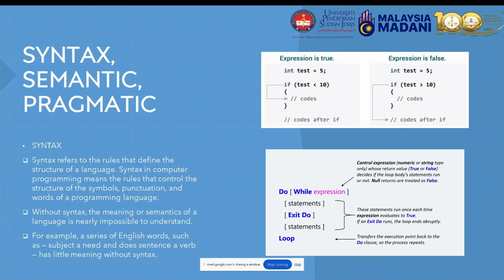Okay, do you have any questions so far? Is it okay? Boleh continue ke? Boleh, Doktor.